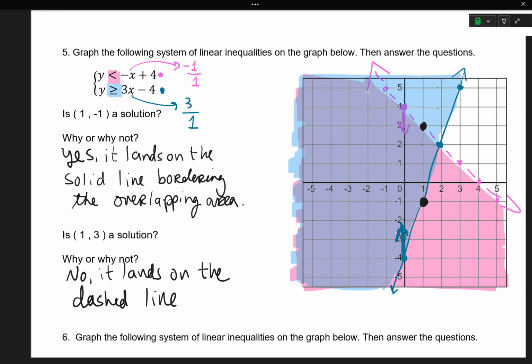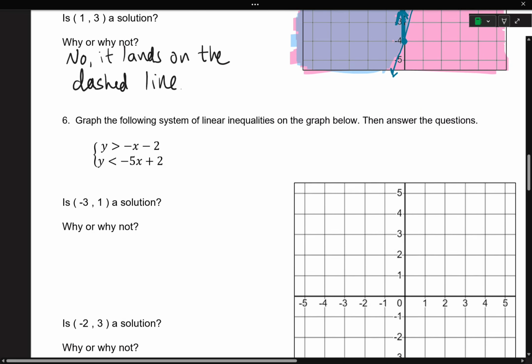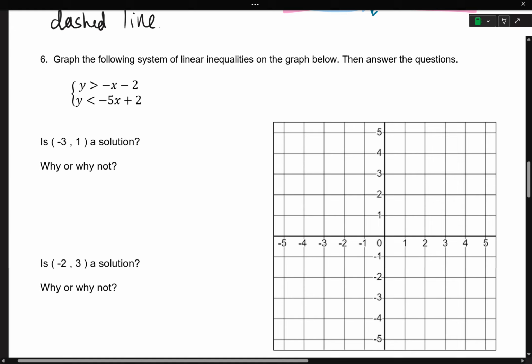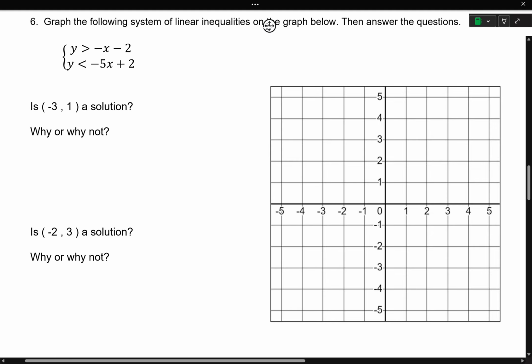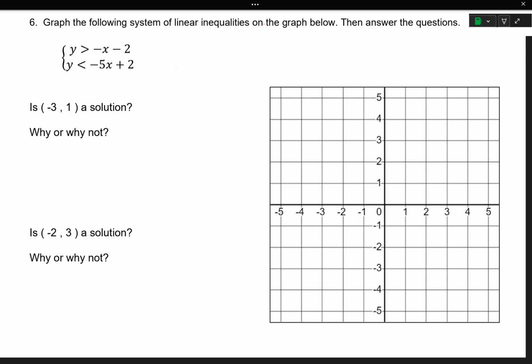All right, let's try that again in number 6. I'm going to use blue and pink again because I like how it turns out purple. It's my favorite color. All right, first inequality. I'm going to start by putting a point on -2 because that's our y-intercept. Our slope here is -1 over 1, so I'm going to go down 1, right 1. I'm going to make a couple more points.